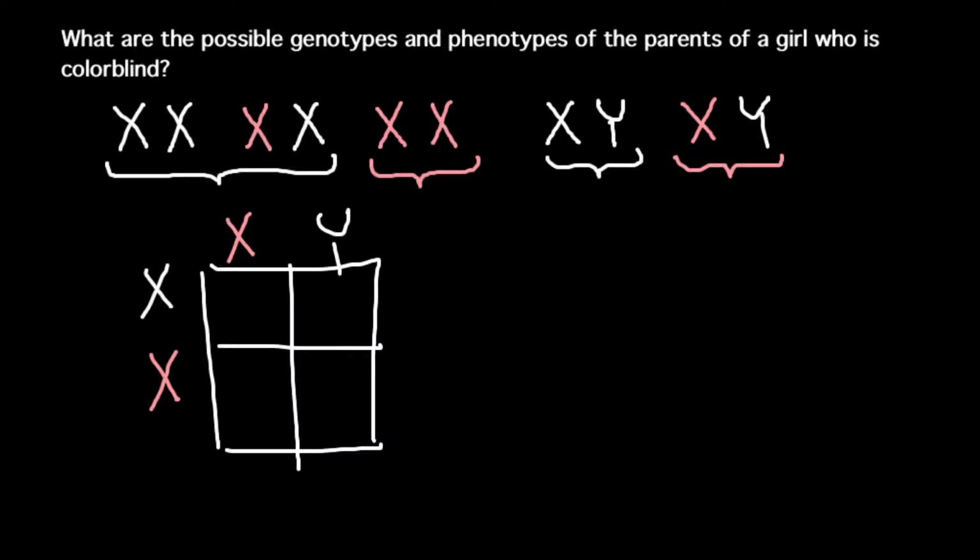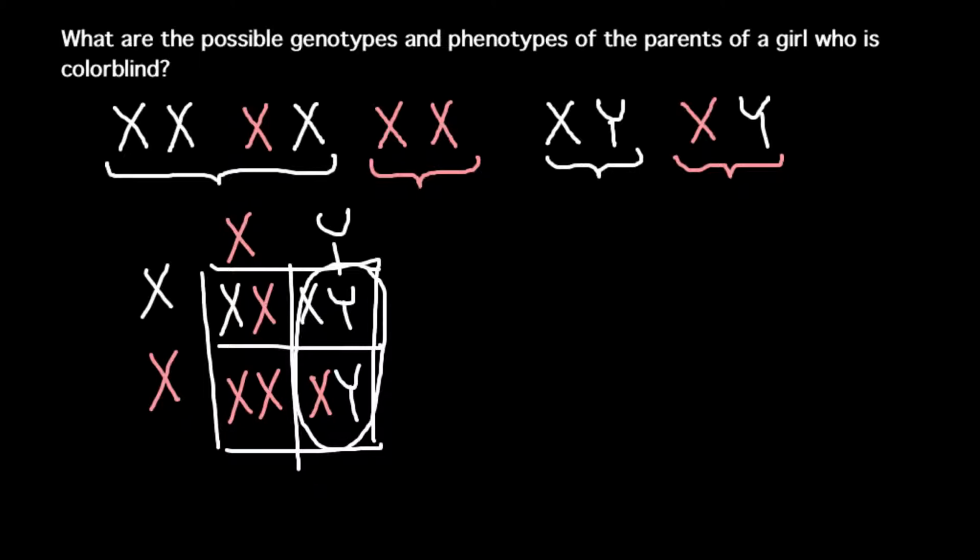So here we would have a normal chromosome and a defective chromosome. Here we would have two defective X chromosomes, here one normal X chromosome, and here a defective X chromosome and a normal Y chromosome. As you see, 50% of the progeny would be males and 50% would be females.